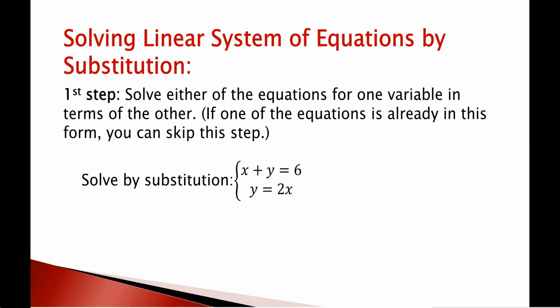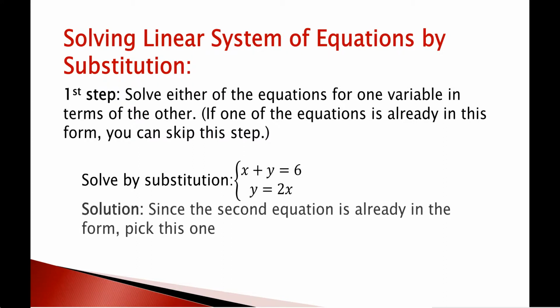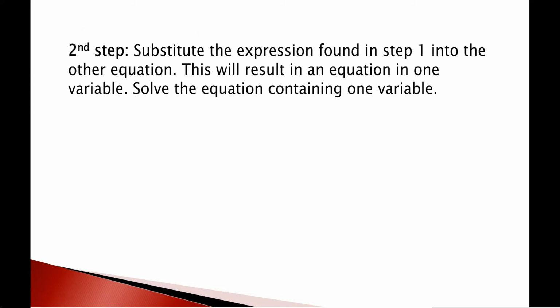For example, suppose we are going to solve this linear system of equations by substitution: x plus y equal to 6 and y equal to 2x. In our first step, we need to pick one of the equations and solve for one variable. But as you can see, our second equation, y equal to 2x, is already in this form, where we have y in terms of x. So we can skip the first equation and just pick the second equation, y equal to 2x, which is already solved for the variable y.